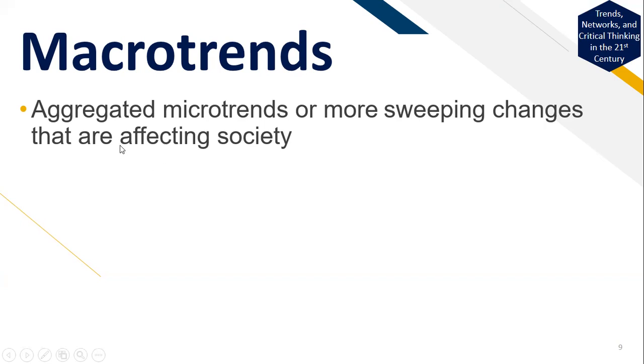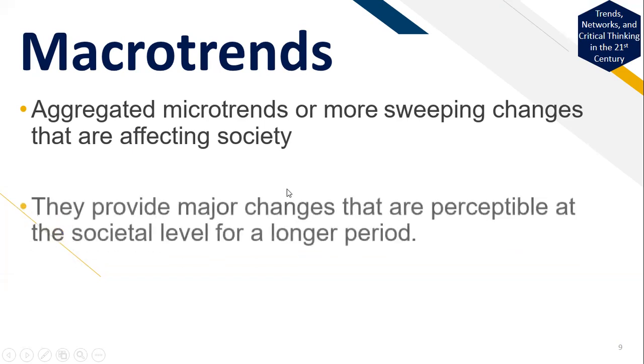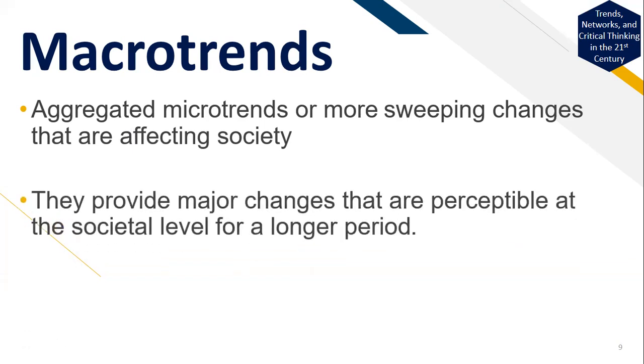Okay? Kasi nga, sabi nga dito, macro trends are already affecting the society. Okay? So ano example nito? Kaya yun nga, COVID. Yan, sinabi ko na ngayon na COVID, no? So they provide major changes that are perceptible at the society level for a longer period.